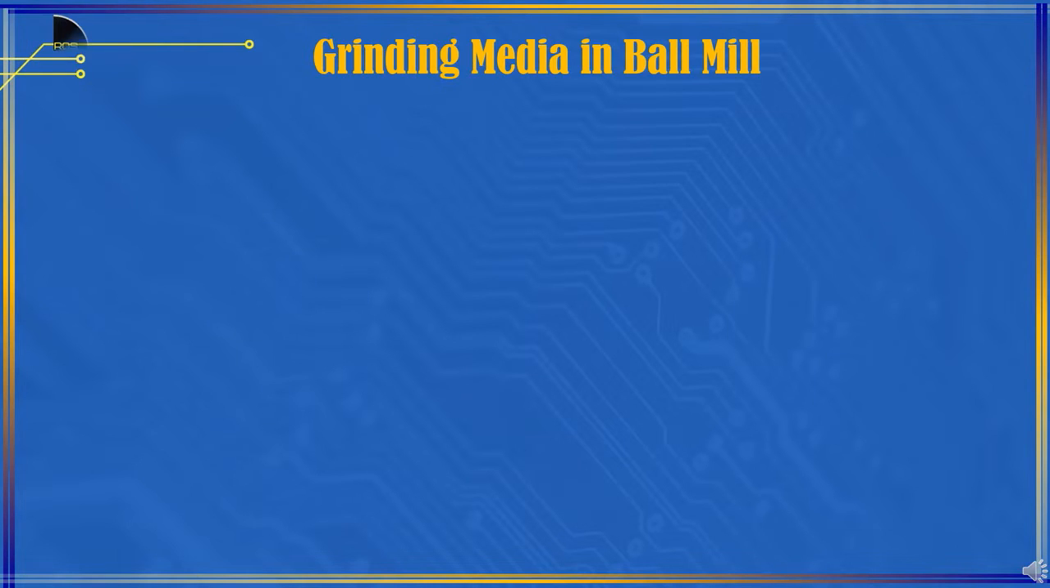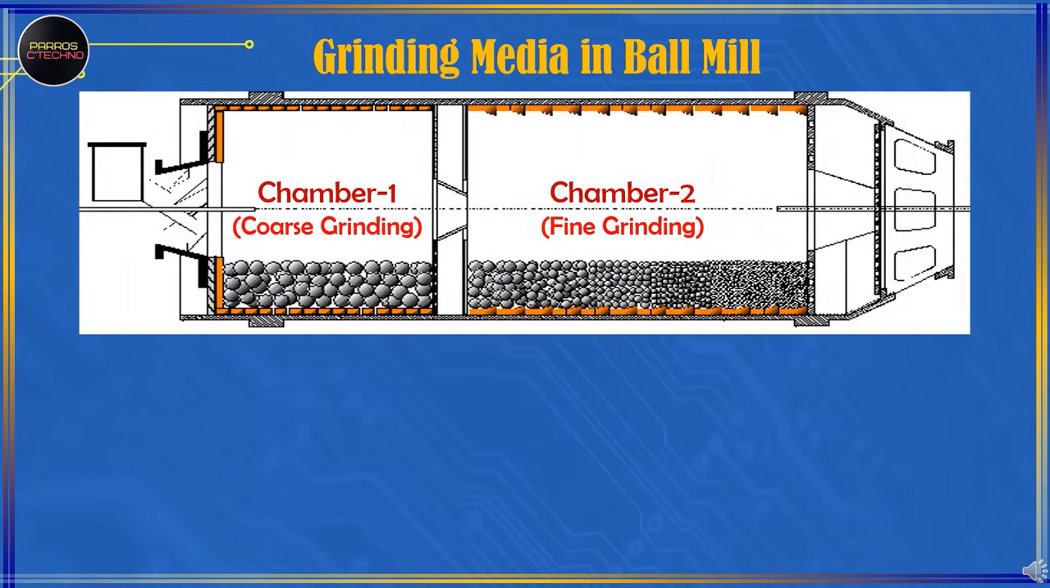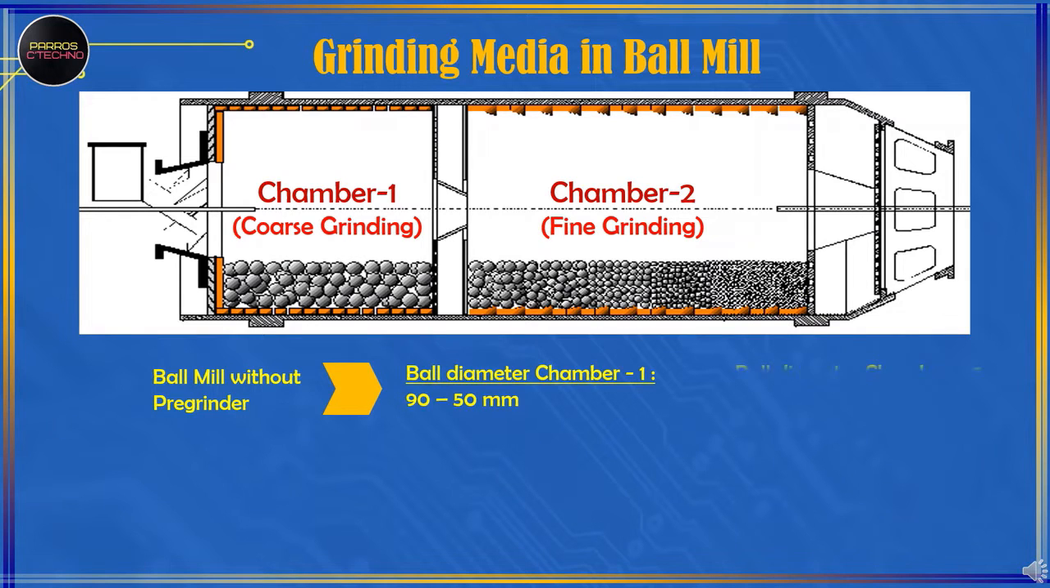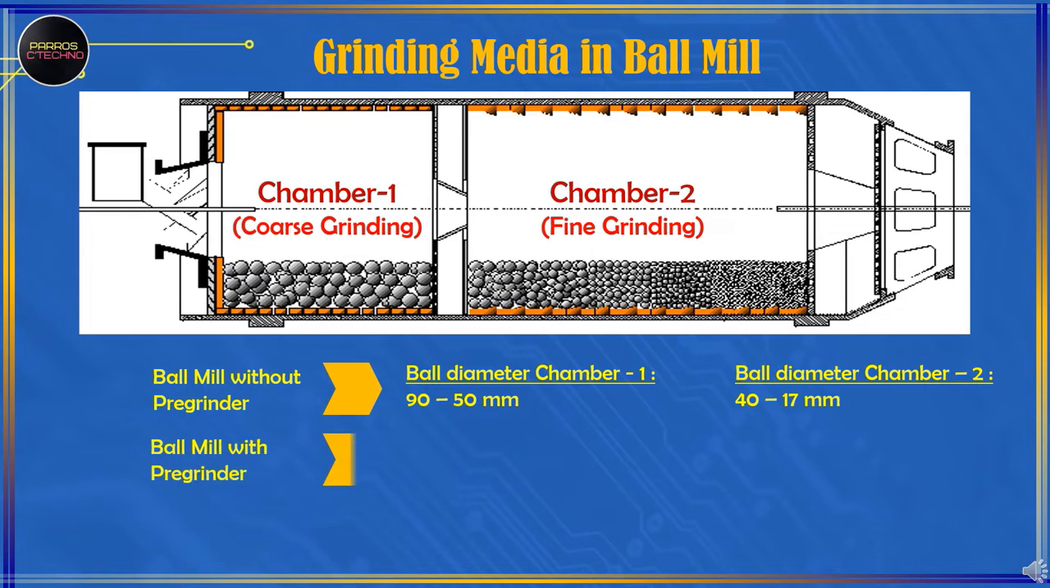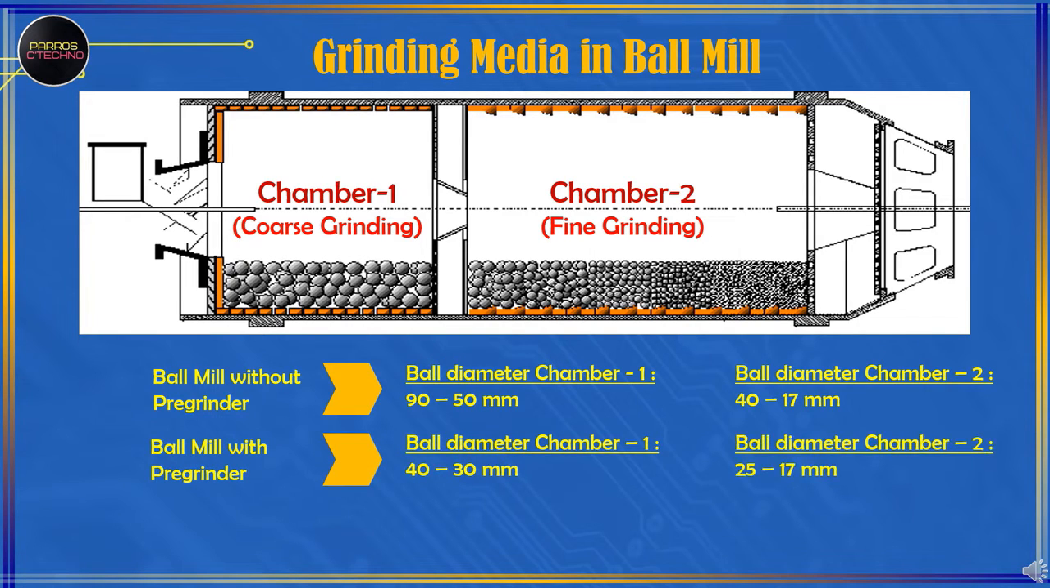Grinding media in a ball mill. For a ball mill without a pre-grinder, chamber 1 steel ball size is 50 to 90 mm in diameter, while chamber 2 is 17 to 40 mm in diameter. For ball mills using a pre-grinder, chamber 1 steel ball size is 30 to 40 mm in diameter, while chamber 2 is 17 to 25 mm in diameter. The standard level of grinding media in chamber 1 and chamber 2 is the same, between 29 and 34%.